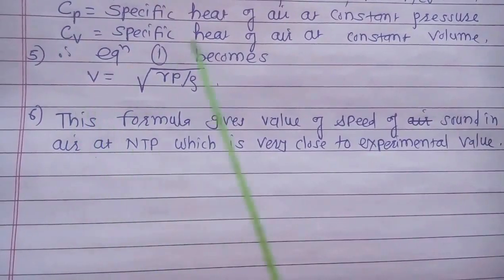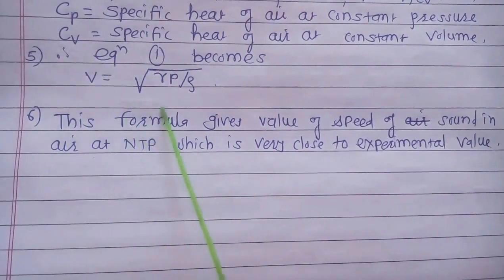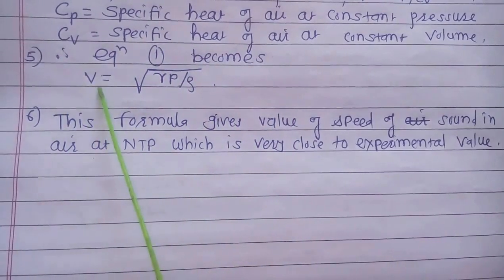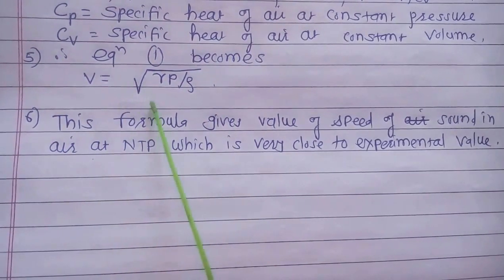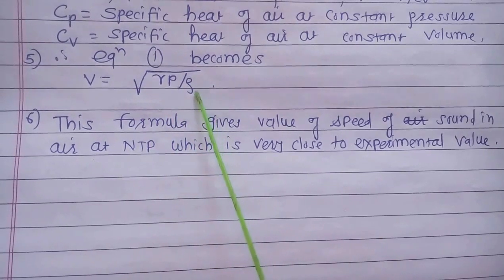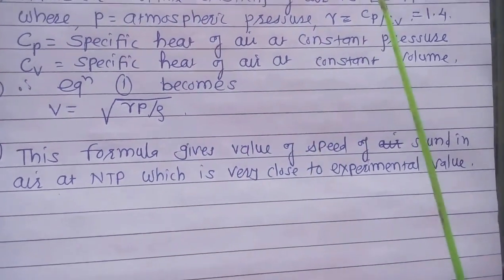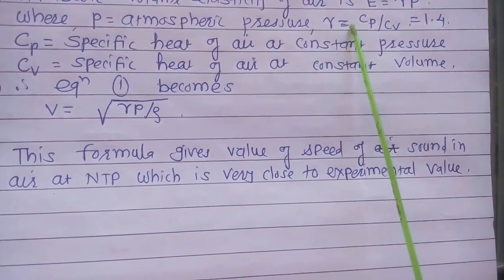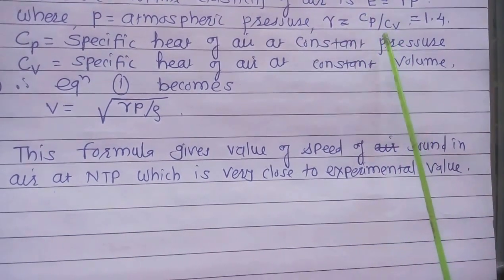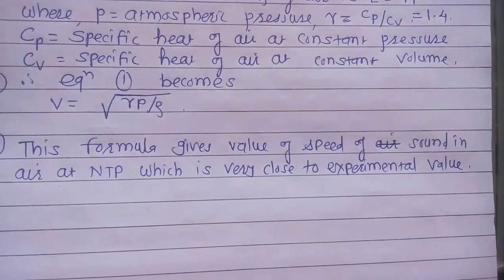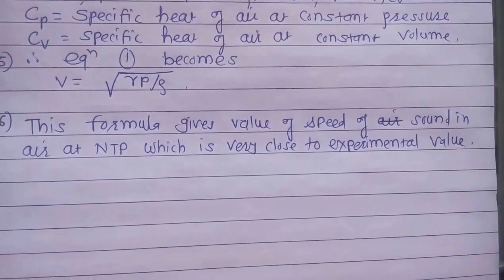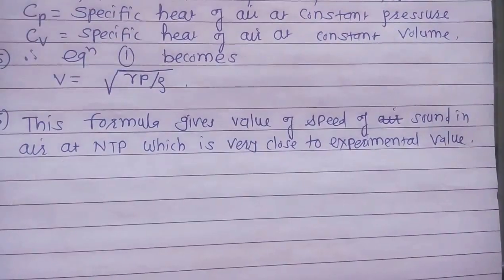So hereafter इथून पुढे आपण हाच फॉर्म्युला यूज करणार, that Laplace's formula, that is speed of sound in air is square root of gamma P upon rho. What is gamma? It is a ratio of specific heat of gas at constant pressure to the specific heat of air at constant volume. We will study the next part in the next video.